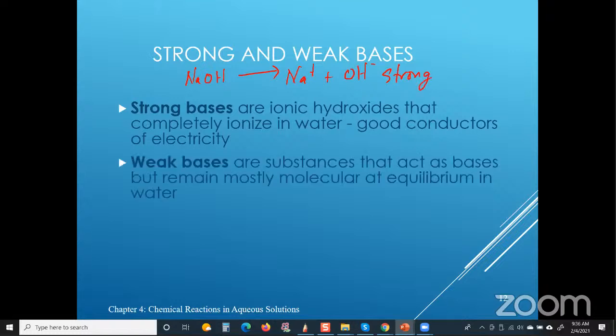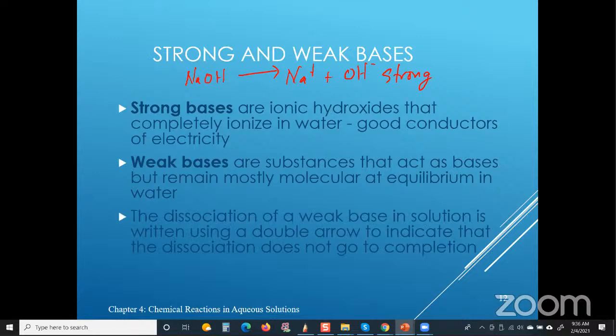So weak bases, on the other hand, undergo partial dissociation. Now, typically these are not ionic hydroxides, but when they're added to water, they produce hydroxide ions. So that's the reason why they're called bases. A very common example of a weak base would be ammonia, right?